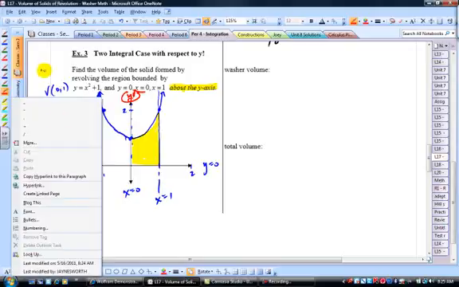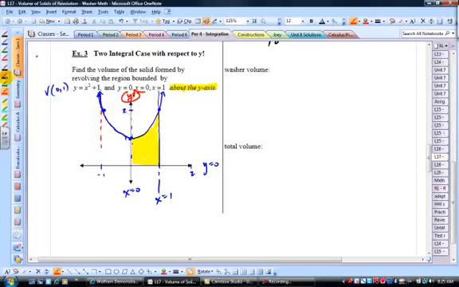So, oops, what's going on here? There we go. And what I'm going to do is draw the top portion of the solid. So it kind of looks like this. Right here, it looks like a cylinder with a hole that's shaped like a dish running through it.